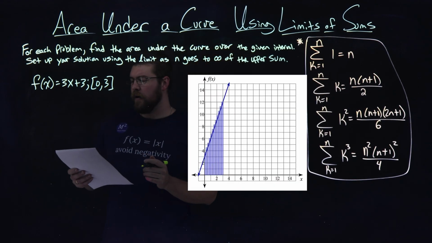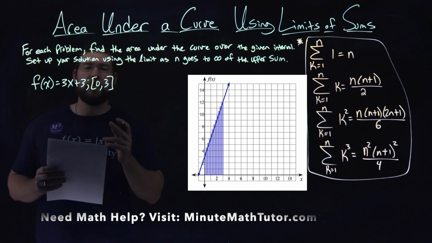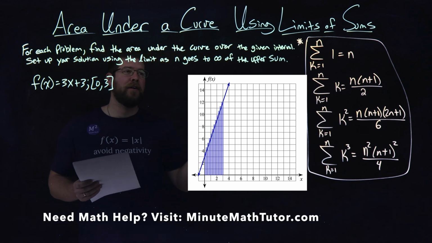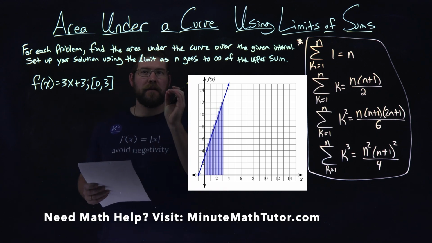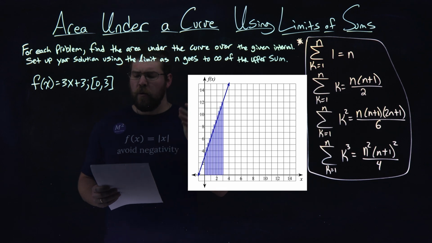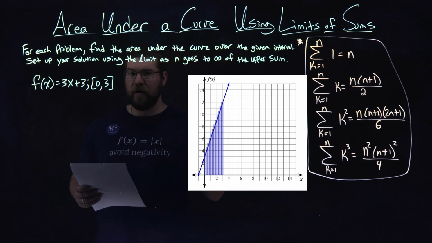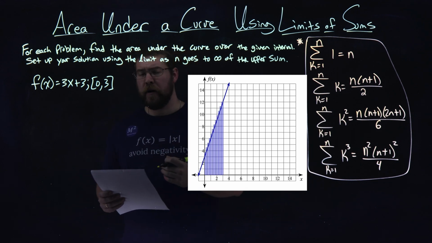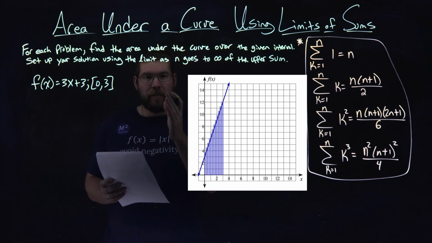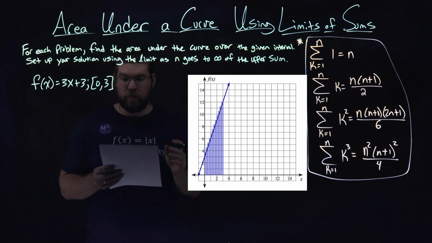We're given this problem right here. f(x) is equal to 3x plus 3 on the interval from 0 to 3, and we want to find the area under the curve using the given interval, and we have to use the limit as n goes to infinity of the upper sum. Well, since our function is always increasing, and specifically on our interval, our upper sum is going to use the right endpoint.